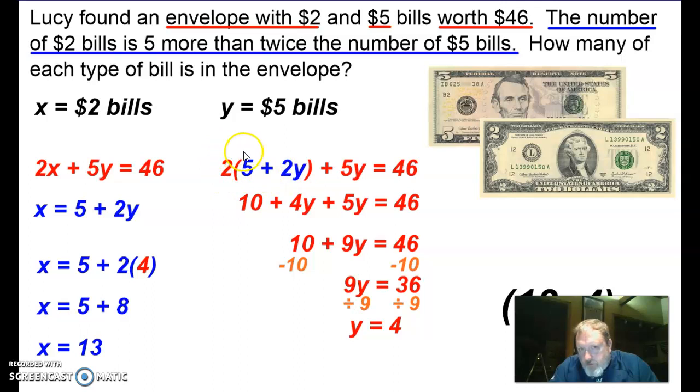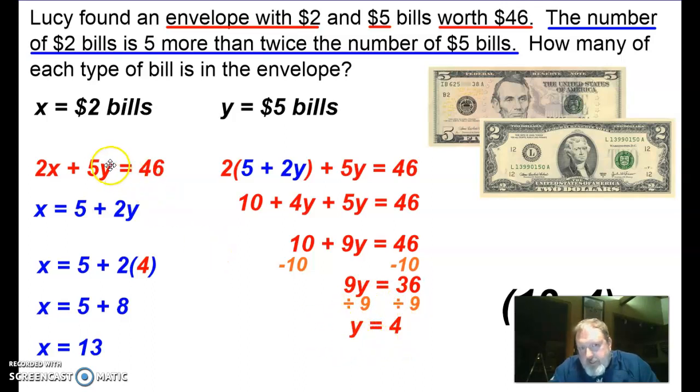We'll distribute. 2 times 5 is 10. 2 times 2y is 4y. I'll combine my y terms here. So I get 10 plus 9y. Subtract 10. And divide, and we get 4 $5 bills.